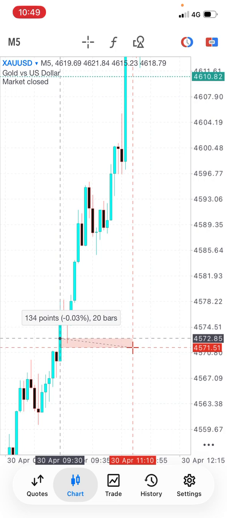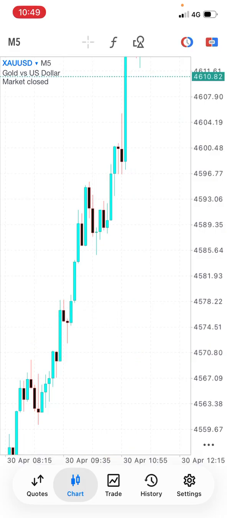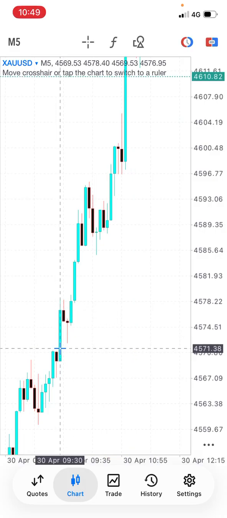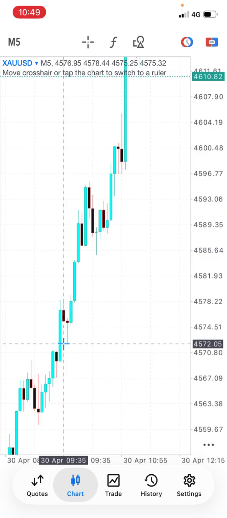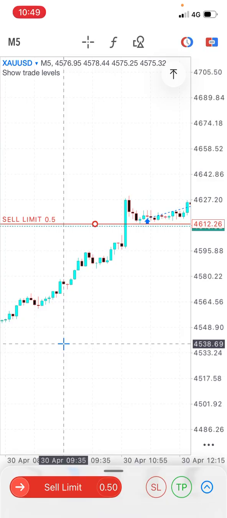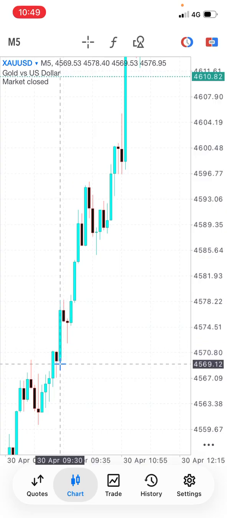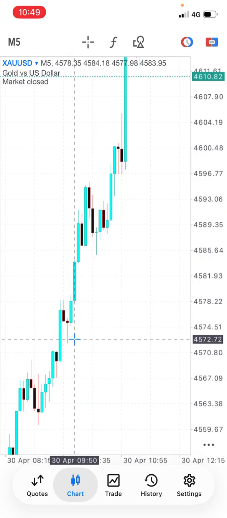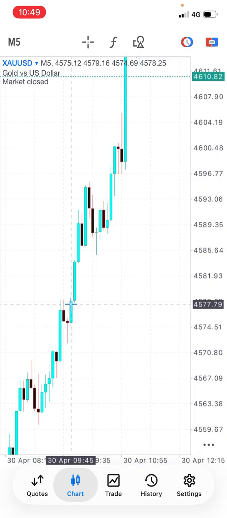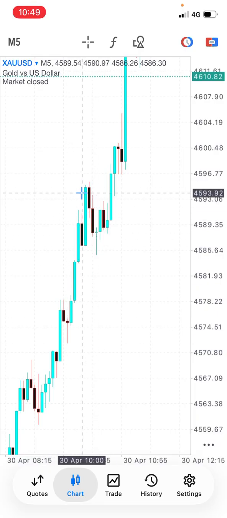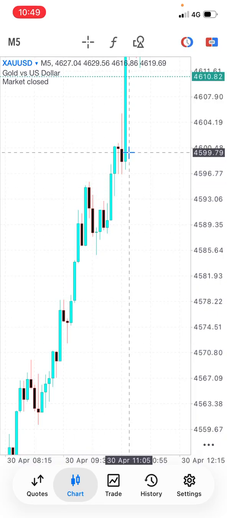So when I take a trade, something is more important. When you take a trade here, your stop loss just below this area is very small, and your profits and your TP will be the best.